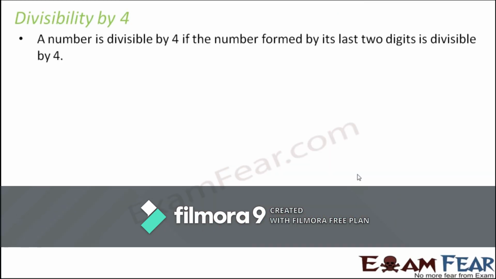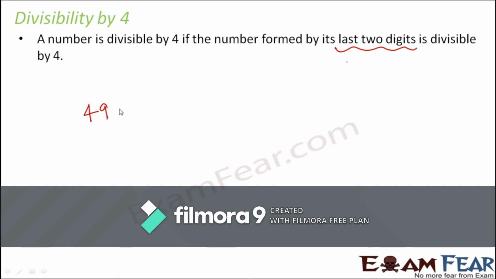About the divisibility by 4 rule. So how do we know a number is divisible by 4? A number is divisible by 4 if the number formed by its last 2 digits is divisible by 4. So in this case, again, you do not need to focus on the length of the number. It doesn't matter how big the number is. You just need to focus on the last 2 digits.